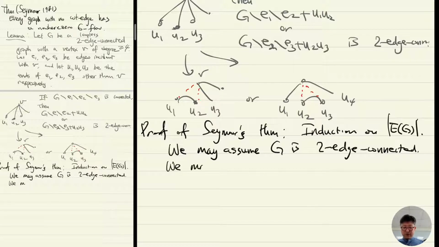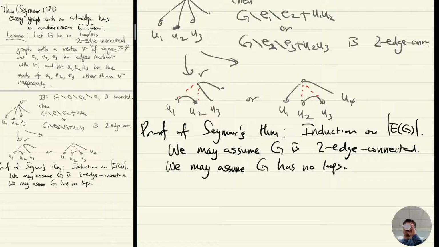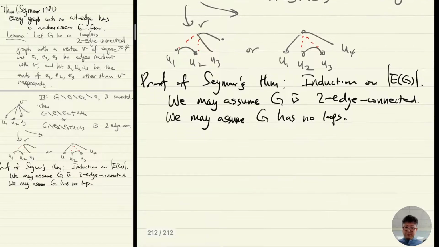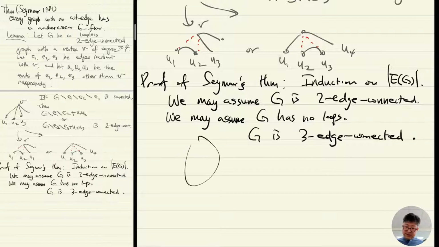And we may also assume G has no loops, because if you have a loop, then you can delete it. Right. And we can also assume that G is 3-edge connected. This is again by the same logic.